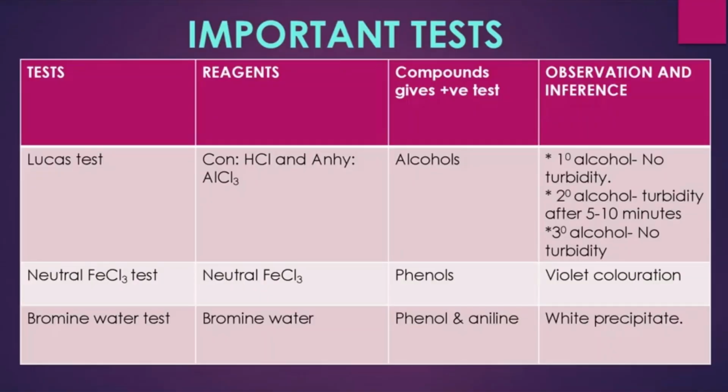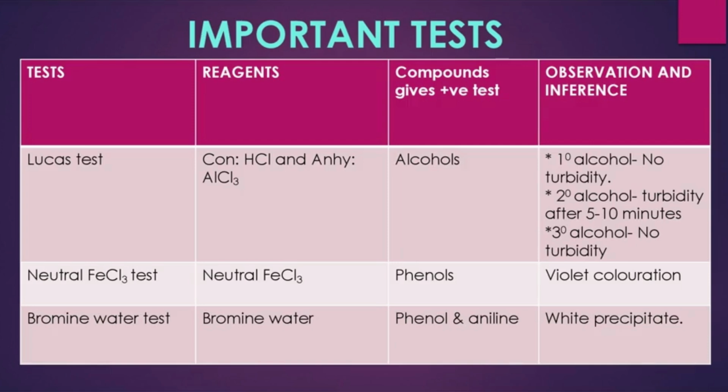Lucas reagent is a mixture of concentrated HCl and anhydrous ZnCl2. If you use this, you can identify which one is the primary, which one is the secondary, and which one is the tertiary alcohol. The next test is the neutral FeCl3 test. This is used for identifying phenols. Phenols give violet coloration with neutral ferric chloride.